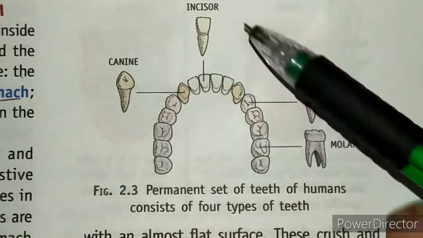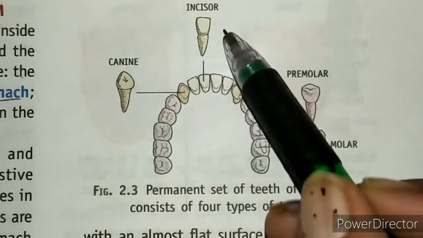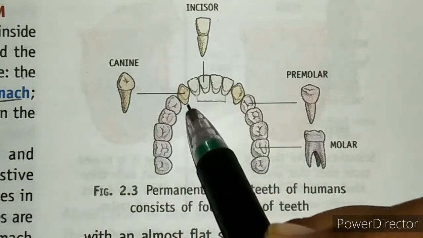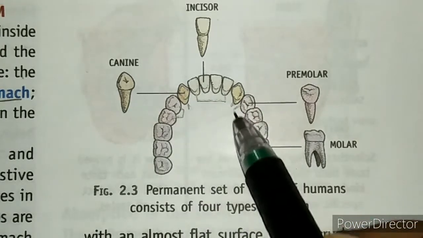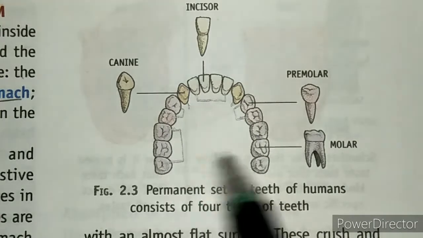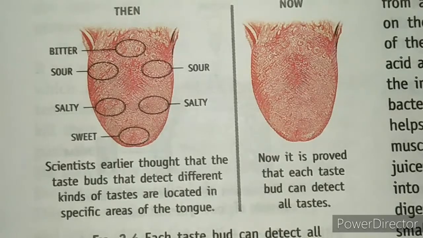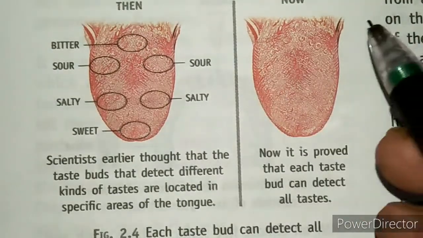So here you can easily see the shape of the four different teeth. The first ones we have, these four are incisors, and these are canines, and afterwards these are premolars and these are molars. Got it?